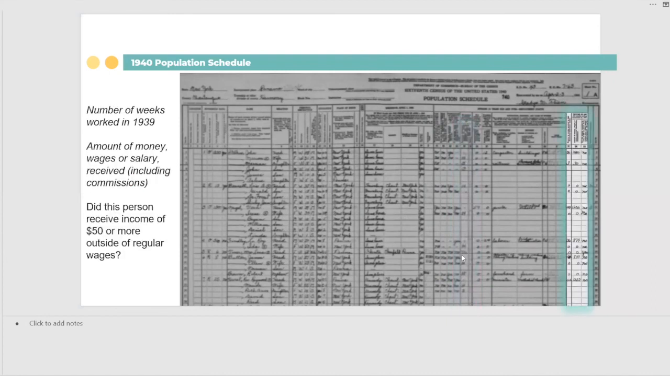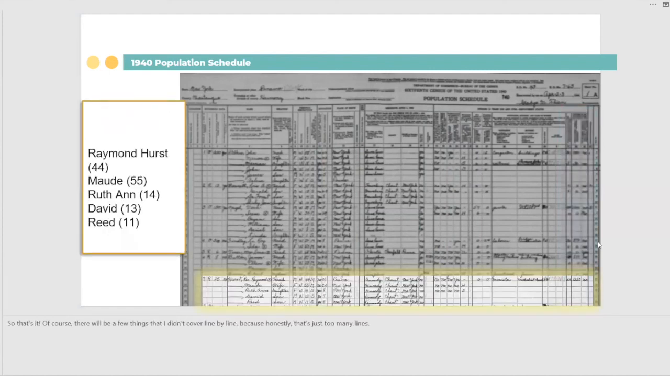Number of weeks worked in 1939, how much they made, and whether or not they received income of $50 or more outside of those wages. So for the most part, you'll see no's in that column, a couple of yeses from people who had second jobs of sorts. This is it.